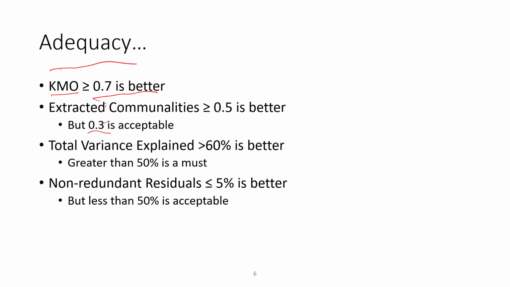Sometimes it is difficult to achieve this, so we are not going with strict conditions. If we have a liberal approach, one that allows us more freedom, we are supposed to take that, not the strict one. So here also, for total variance, I'm going with 50% or more. And non-redundant residuals less than 50% is acceptable. If all these four things together confirm, they assess the adequacy of the scale.